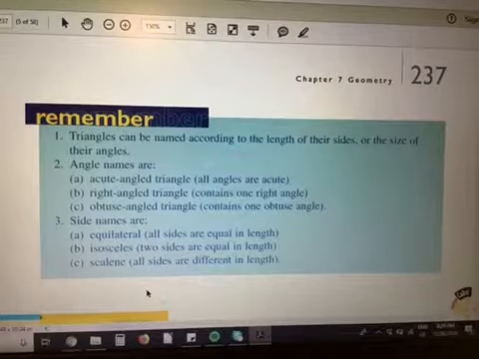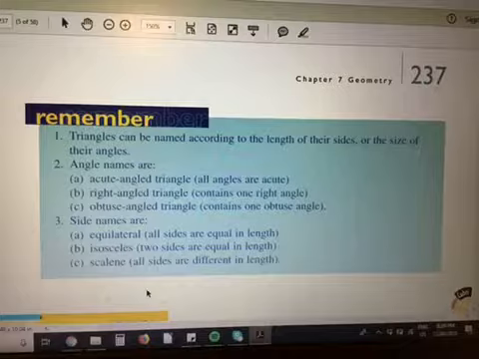Alright, in this video we'll be looking at the properties of different triangles, which is a bit of a review from class, and then the interior angles of a triangle, and using the fact that they all add up to 180 degrees.